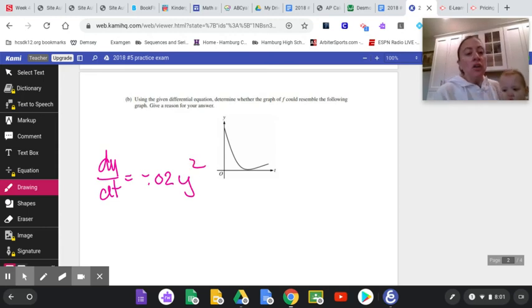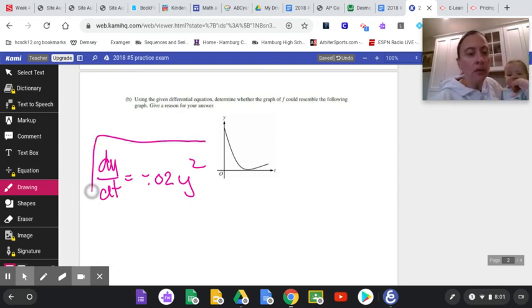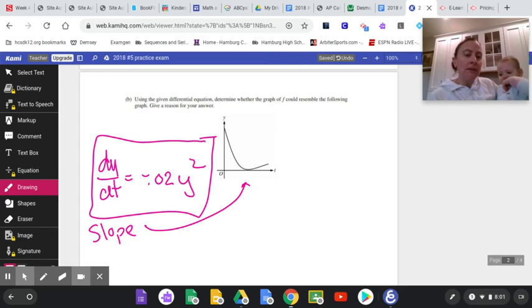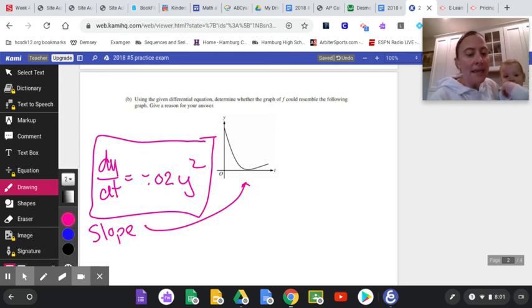Okay. So now let's think about what that means. dy/dt represents the slope. So really, the only thing we know is the slope here. And then I kind of have to compare what I know about that to this graph. All right, so now let's keep talking to ourselves. This function represents slope. Now I can take any number I want for y and substitute it in.